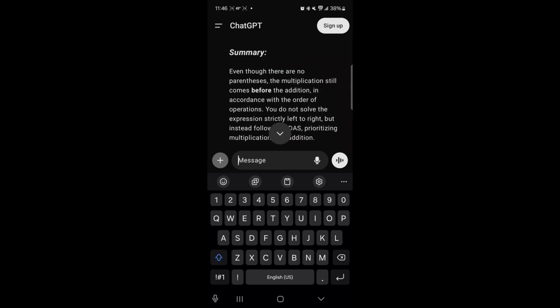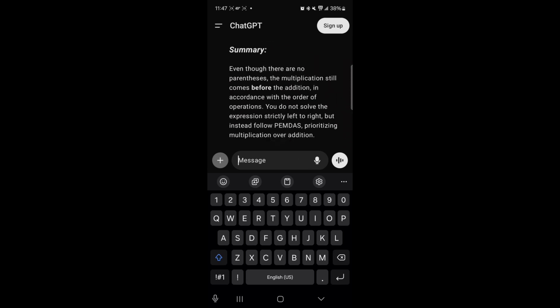So, even though there are no parentheses, the multiplication still comes before the addition. In accordance with the order of operations, you do not solve the expression strictly left to right, but instead follow PEMDAS. And again, if you're from the UK, it's BODMAS. It's all the same thing, same answer. You prioritize multiplication over addition.